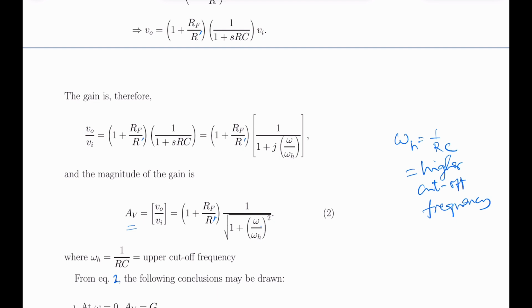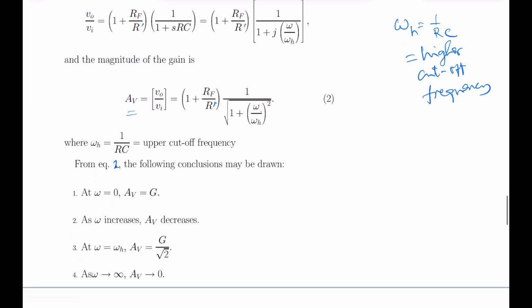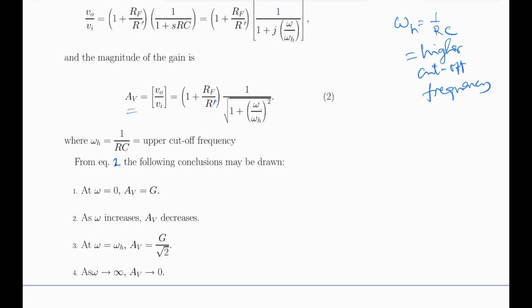So from equation 2, what follows? At omega equal to 0, AV is equal to G. This is the maximum gain. As omega increases, AV decreases. Why does it decrease? Because omega appears in the denominator of the right hand side. So if omega increases, AV definitely decreases. When omega is equal to omega h, this term becomes equal to 1. So this is 1 plus 1 square, which is 2. So this is 1 upon root 2, and then G. So this is G upon root 2.